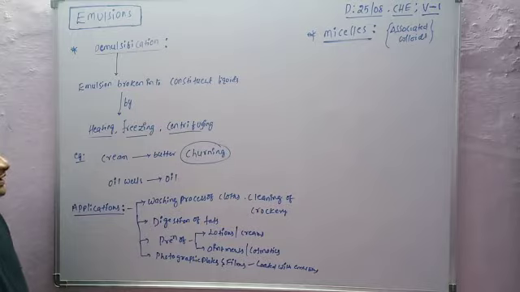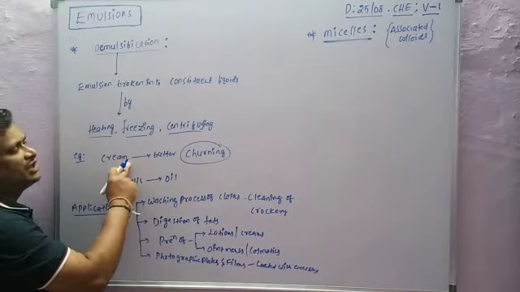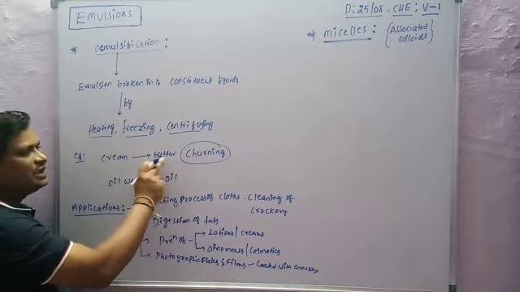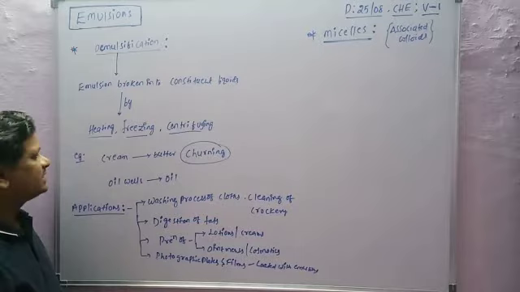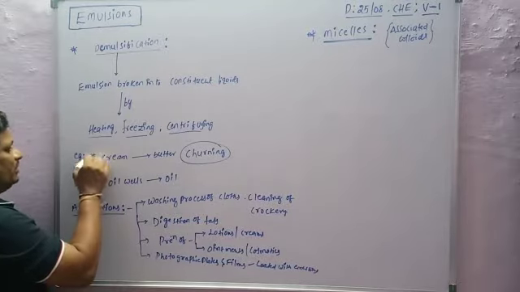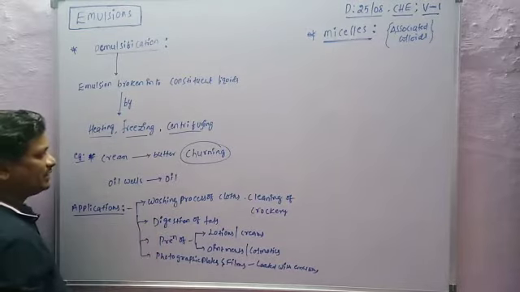The best example is that cream is de-emulsified into butter. This process is known as churning. So cream is de-emulsified into butter.